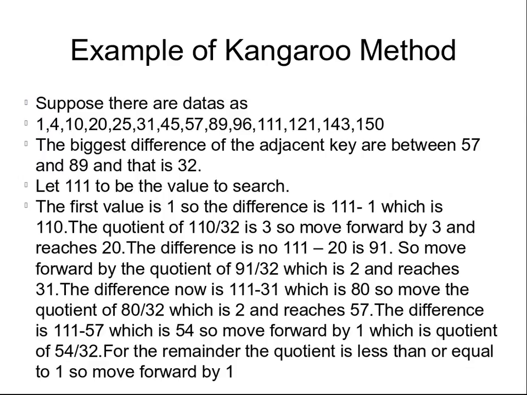The difference is now 91. So move forward by the quotient of 91 divided by 32, which is 2, and reach 31. The difference now is 111 minus 31, which is 80. So move by the quotient of 80 divided by 32, which is 2, and reach 57. The difference is the same. It's very difficult to understand if I'm just saying it, so let's see the example by program.